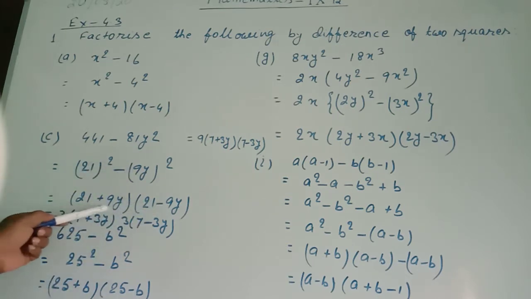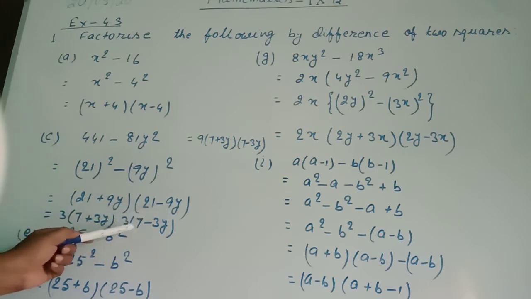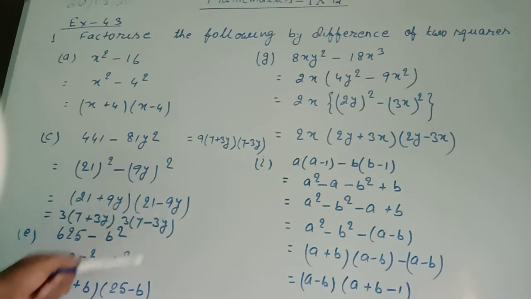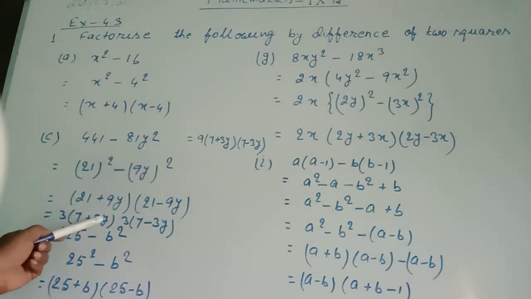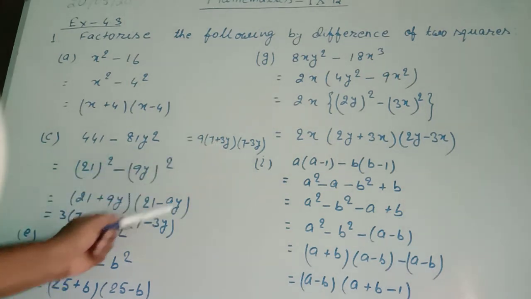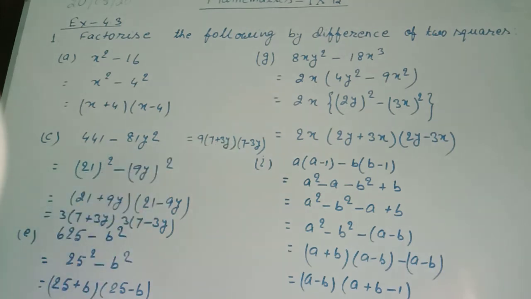So from these two terms 3 will come common, and inside the bracket 7 plus 3y is left. And from these two terms again 3 will come common, inside the bracket 7 minus 3y is left. So 3 into 3 is 9, and 7 plus 3y into 7 minus 3y. 9 into 7 plus 3y into 7 minus 3y, these are the factors.